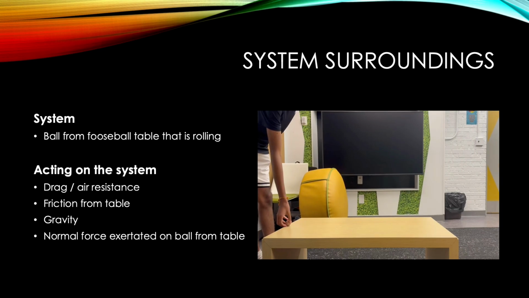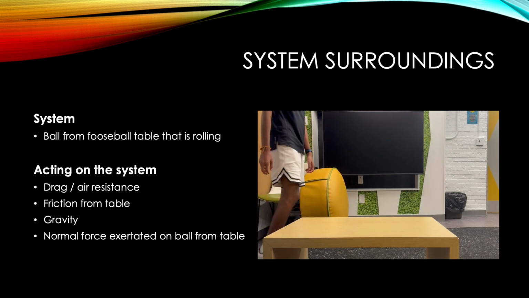System and surroundings. What is the system in this case? It is the ball from the foosball table that is rolling. And what is acting on this ball as it rolls across the table? There's drag, which is the air resistance that acts against it. There's the friction from the table, as the surface is not smooth. There's gravity, which acts downwards, and the normal force, which acts upwards, opposite to gravity.